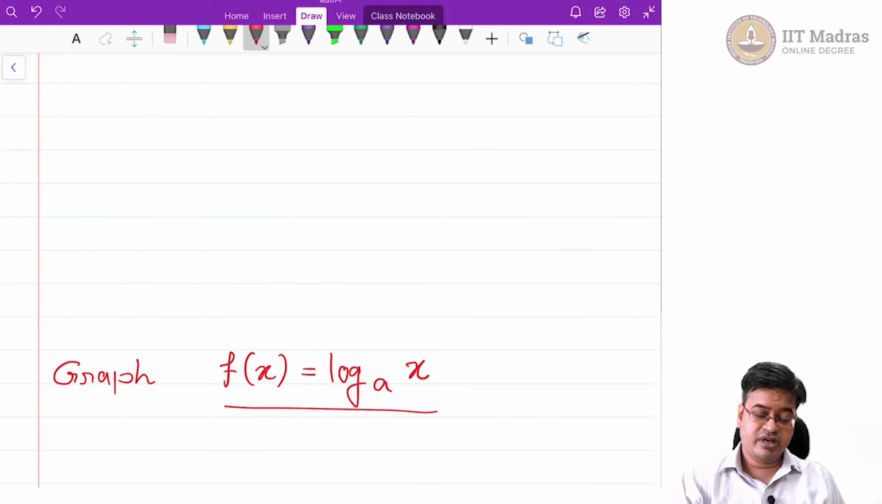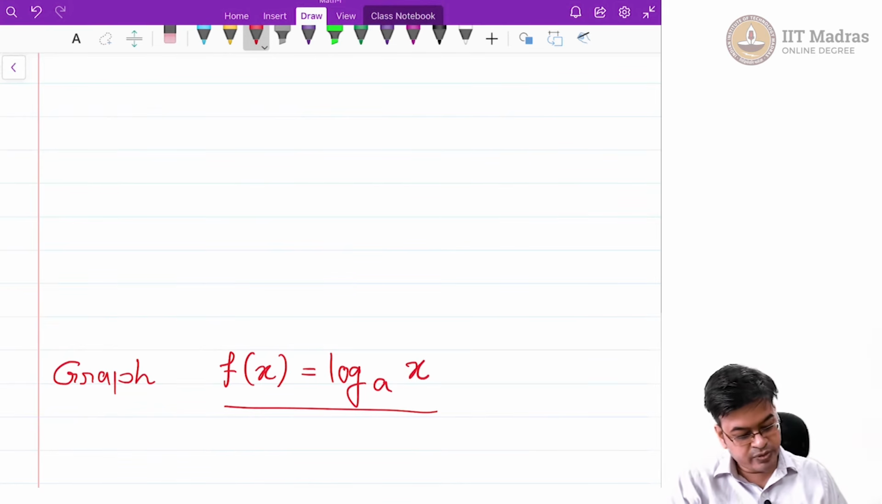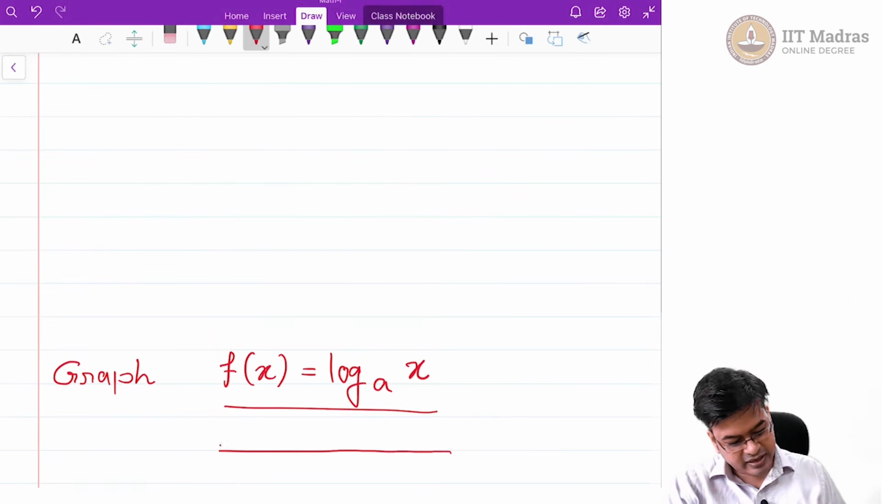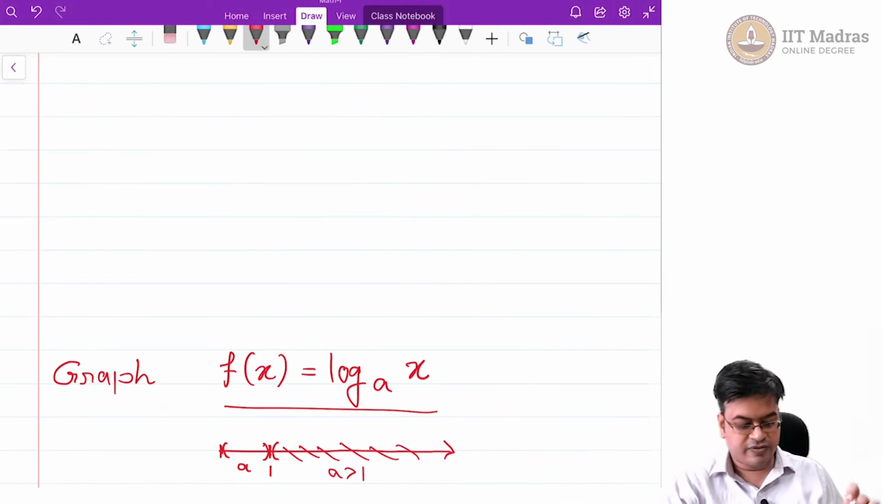If you remember the graphs of exponential functions, they had two distinctions. Like if you take the line from 0 to infinity, there was a split at 1. When the value of a lies between 0 and 1, the graph was different, and from this side onwards, that is, a greater than 1, the graph was different.